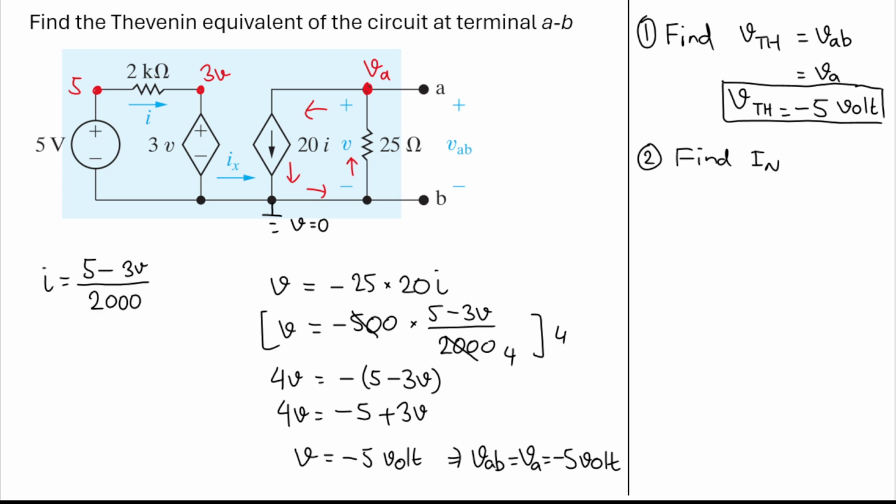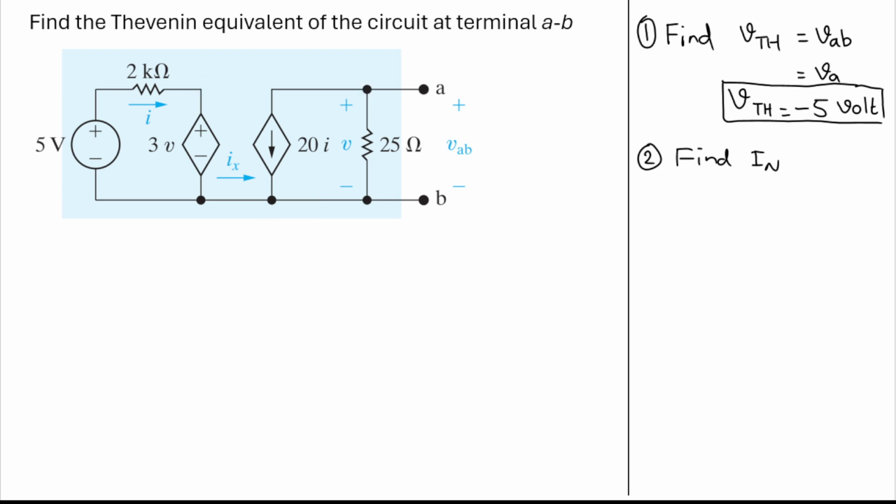What does IN mean? IN is the short circuit current at AB. So we short this AB here. But then we need to change the circuit. Okay, let's see here. I clean up the circuit. And now what we need to find out is the short circuit current here. Let's name that current IN. However, if we short this, all the current will flow through this and not this one. So I need to replace that resistor here by an open circuit.